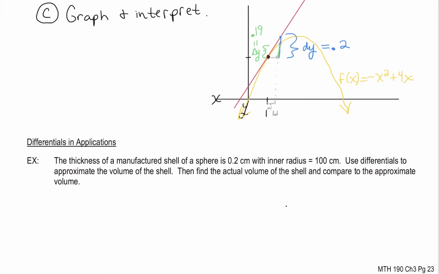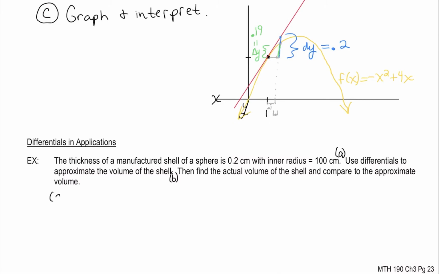It says differentials in application. So we're going to do one example, and we'll come back and look at some more in the next video. It says the thickness of a manufactured shell of a sphere is 0.2 centimeters, with the inner radius of 100 centimeters. So part A, use differentials to approximate the volume of the shell. And part B, we will then find the actual volume of the shell and compare it to the approximate volume.